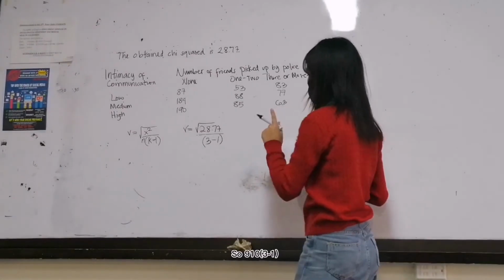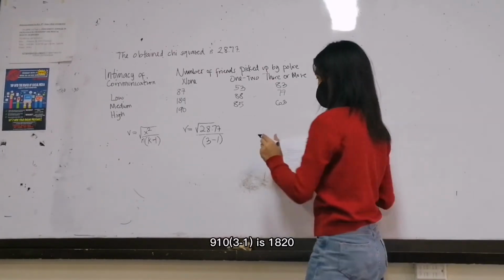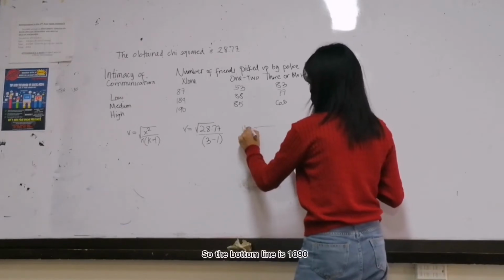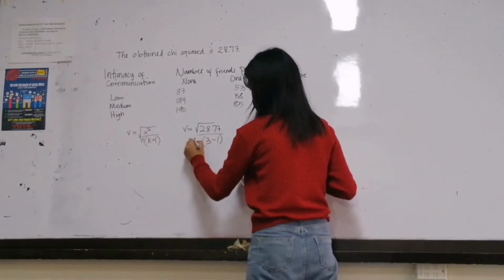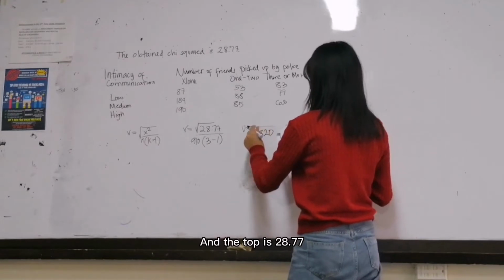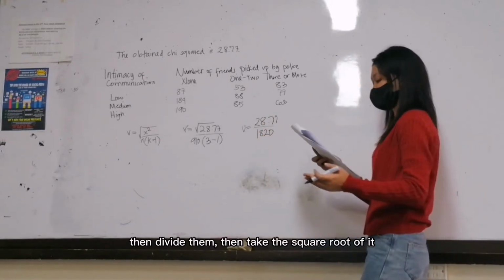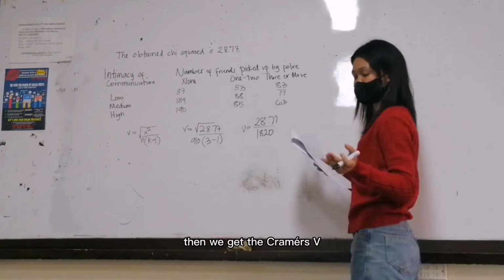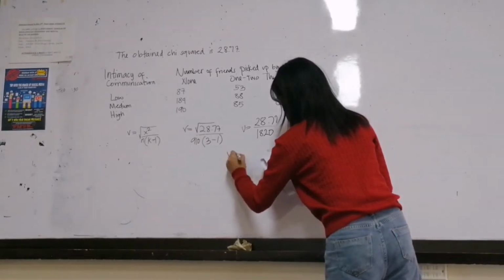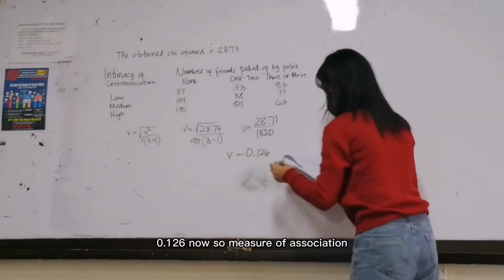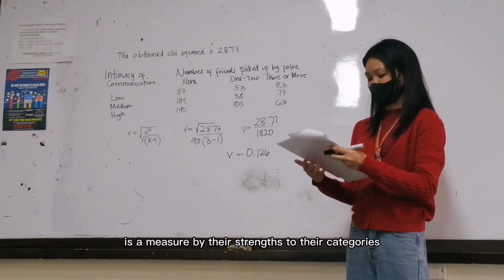So 910 times 3 minus 1 is 1820. So the bottom line is 1820, and the top is 28.67. Then we divide and take the square root, and we get Cramér's V. So we divide, and we get the answer of 0.126.